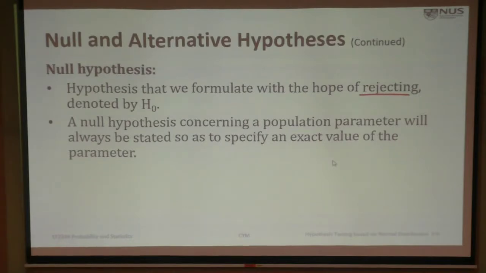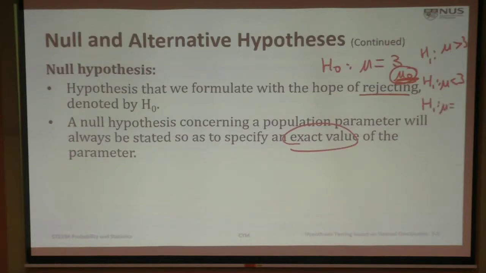Usually, but not always, and in this module, we try to set the hypothesis at an exact value. That is, your null hypothesis, denoted by H0, usually is equal to a certain value, like 3, for example, or in general, written as mu naught. So this is a fixed constant. The alternative can be mu greater than 3, or mu less than 3, or mu does not equal 3. So there are these different types of alternative hypothesis.